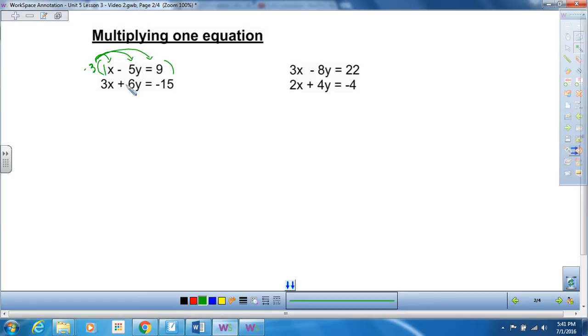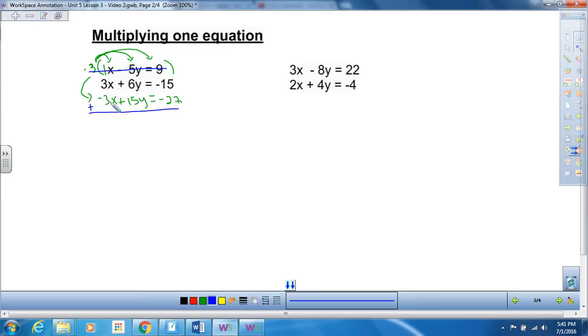Okay, so I'm going to write it down here. So that's negative 3x. Negative 3 times negative 5y is positive 15y. Negative 3 times negative 9 is negative 27. Now, I have the same number in opposite signs, 3 and negative 3, so I just have to add my two equations. I'm going to draw a line through this showing that I'm done with that one. I'm not using it anymore.